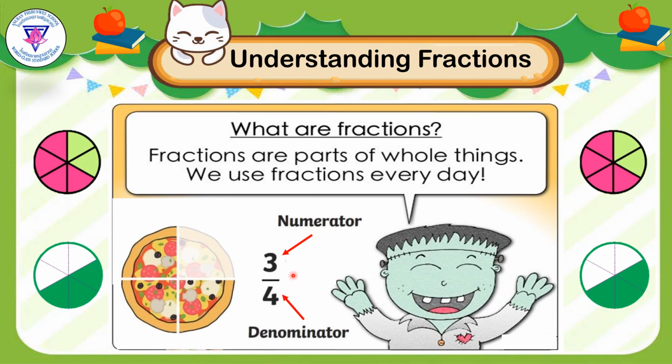The upper number is what we call the numerator, and the lower number is what we call the denominator. I'll repeat, the upper number is the numerator and the number at the bottom is the denominator. You can read this number as 3/4.